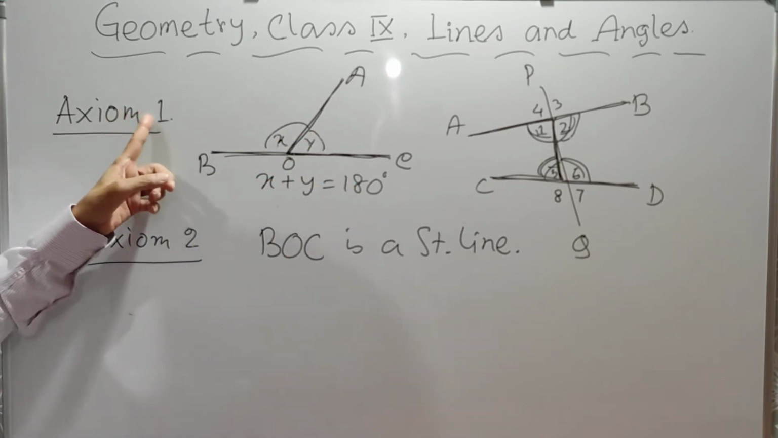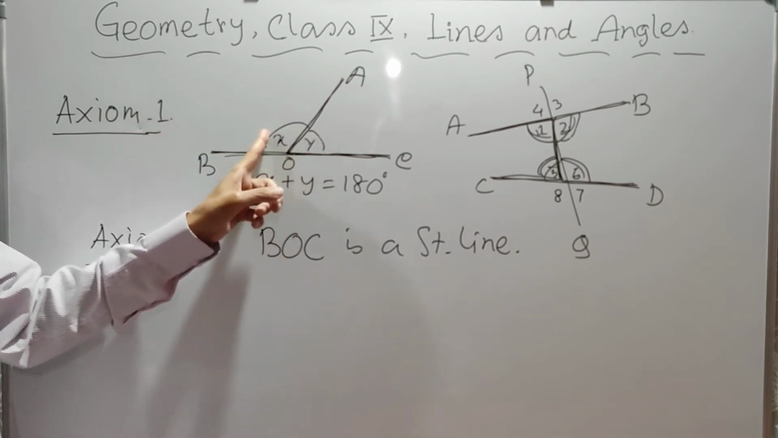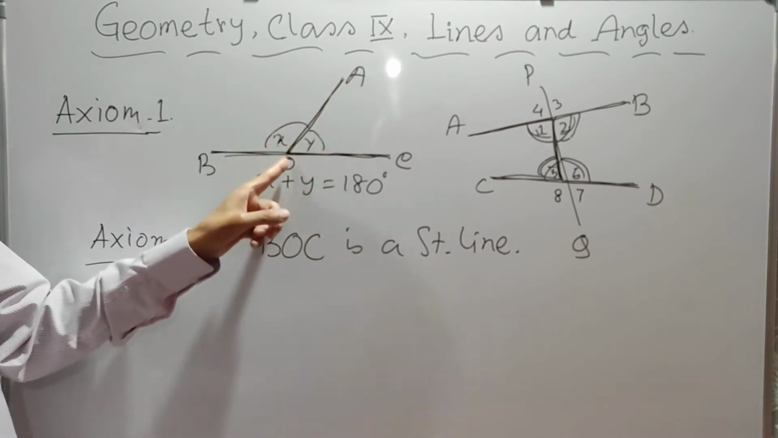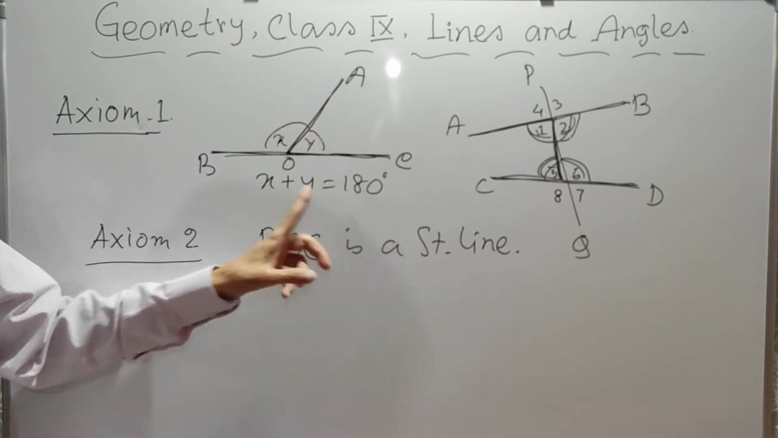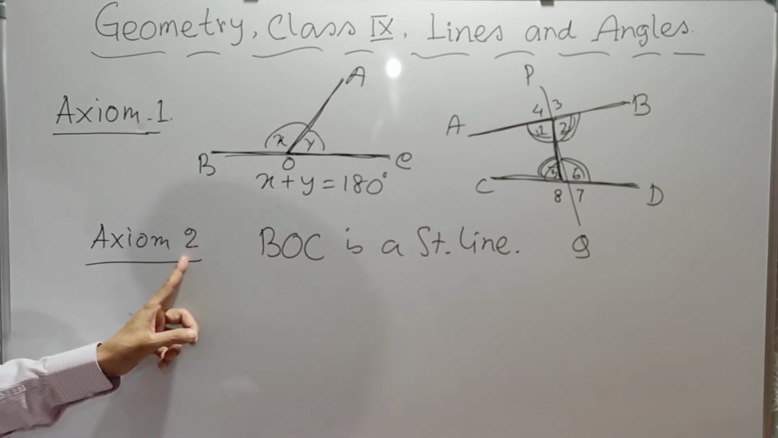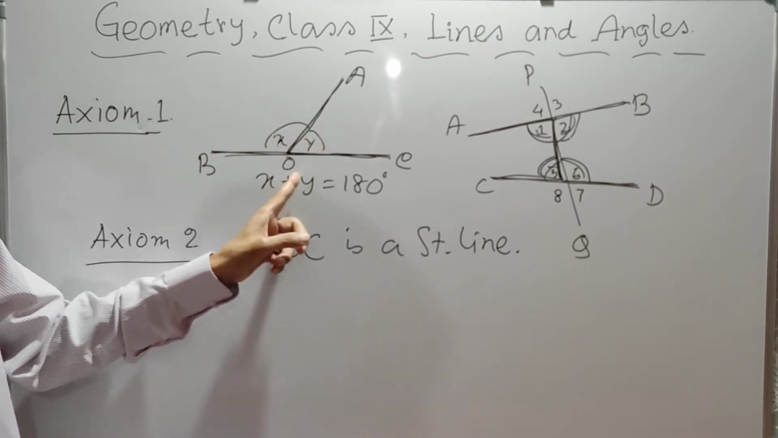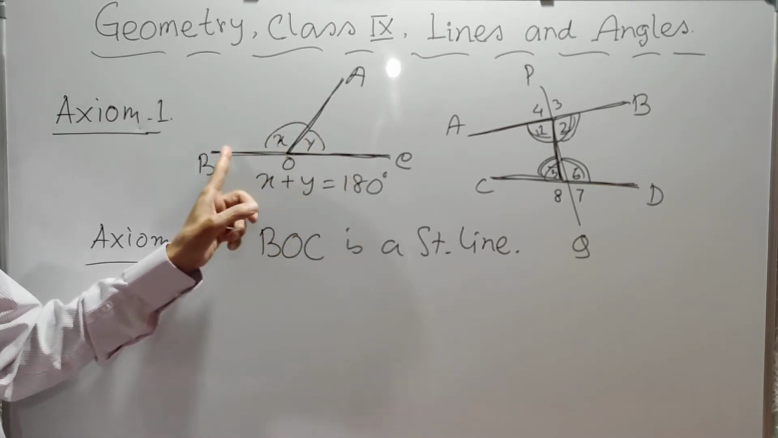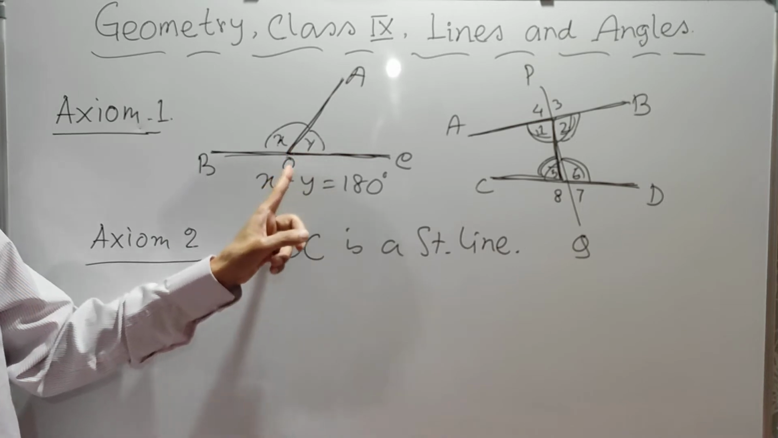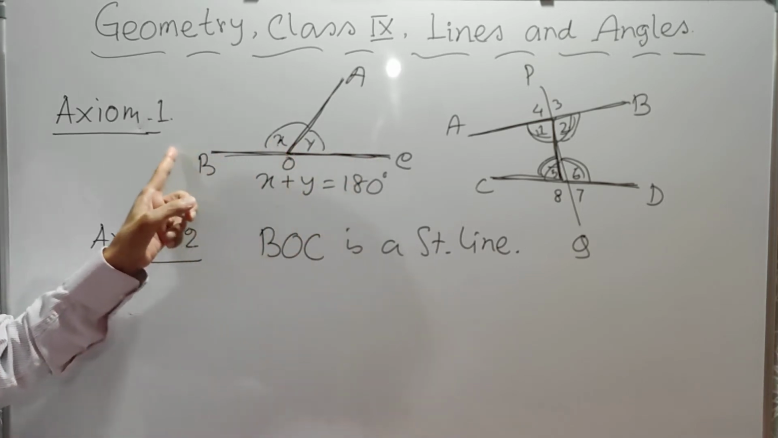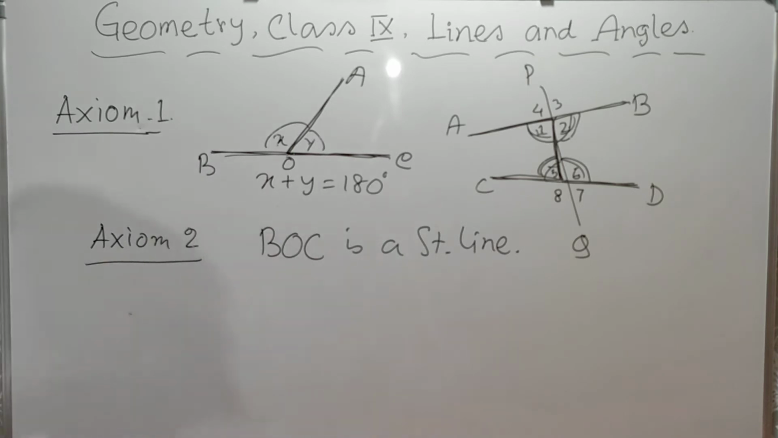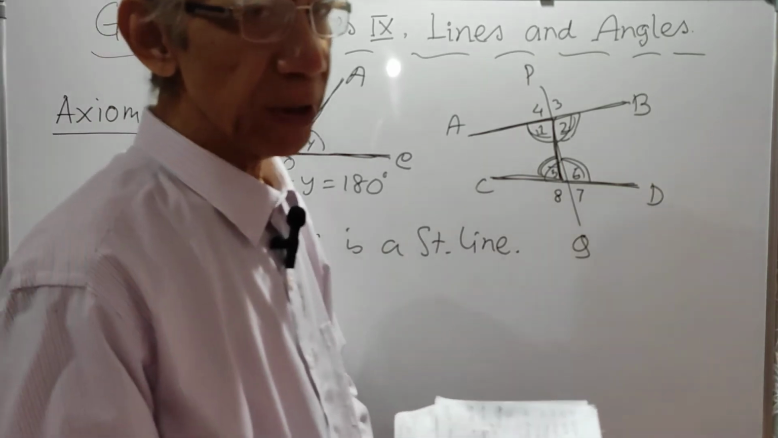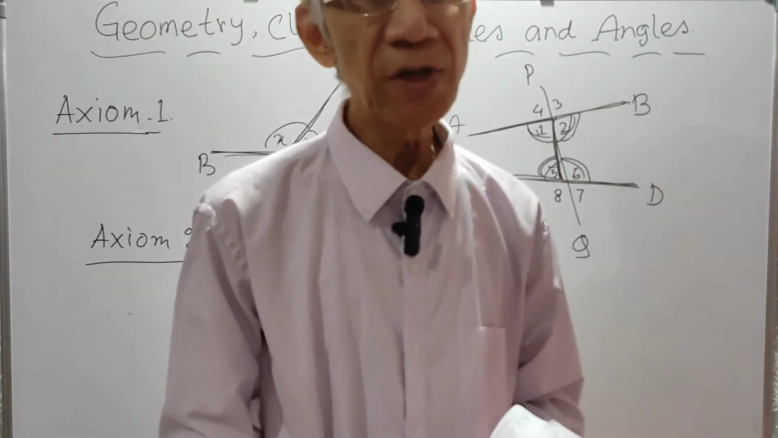So you see, axiom 1 says that when one straight line stands on another, the sum of two adjacent angles is 180 degrees. And what is the converse? That is axiom 2. If the sum of two adjacent angles is 180 degrees, then these two outer, non-common arms must be in a straight line. That means this BOC is a straight line. That is axiom 2. There are two more axioms we will be using frequently in proving theorems.